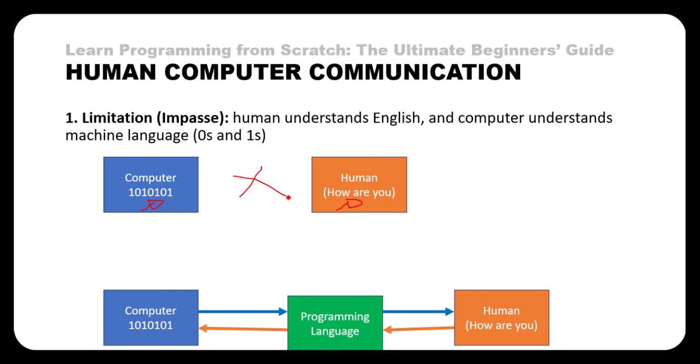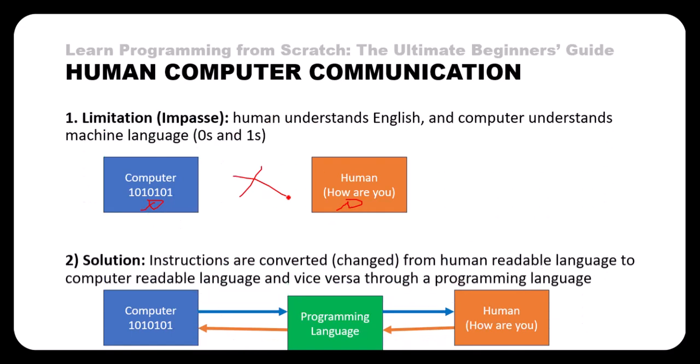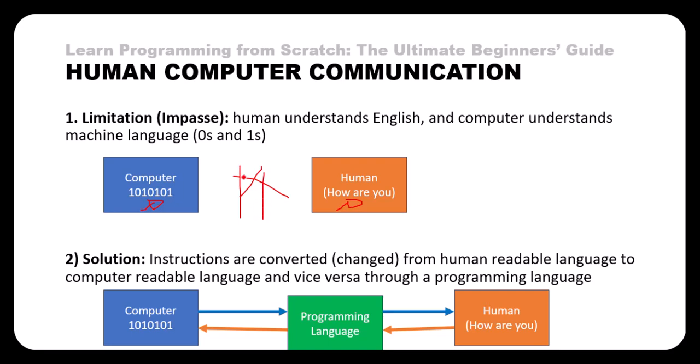We have a problem. So then if the two can't communicate, what is now going to be the solution? Our solution is where we're going to introduce the importance of a programming language. So a programming language is going to come and stand as a bridge here. The solution is that the instructions are converted or changed from human readable language to what? Computer readable language, and vice versa, through a programming language.